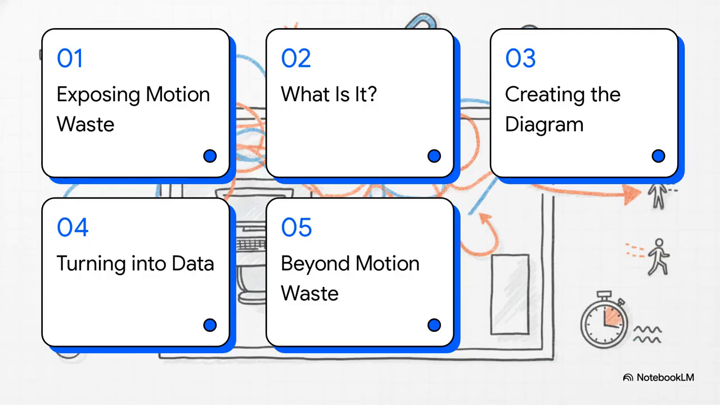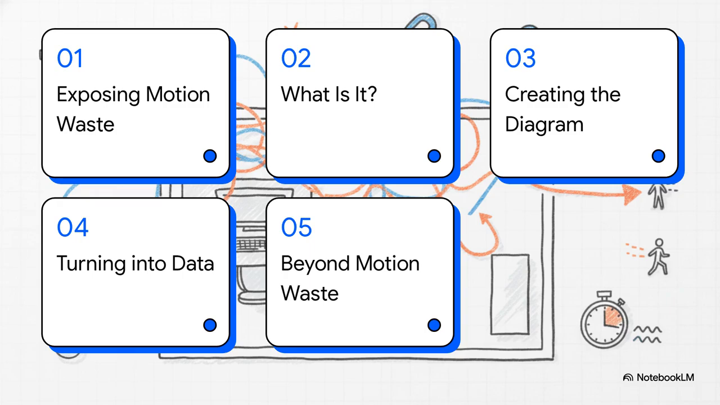So here's our roadmap for today. First, we're exposing invisible motion waste. Second, what actually is a spaghetti diagram? Third, creating your own diagram. Fourth, turning those drawings into hard data. And finally, finding waste way beyond just motion.